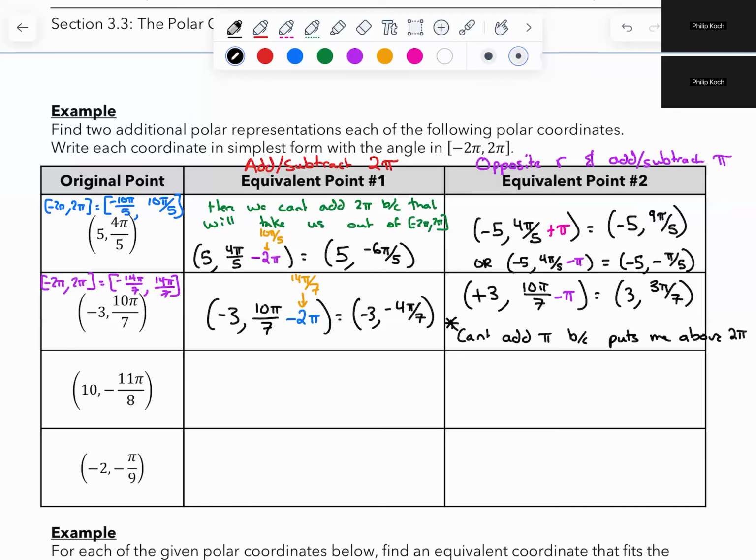So once again, I can't add pi in this case because that would put me outside of the desired interval. Change the 3 to a positive, because if I'm going to be adding or subtracting pi, that's going to put me onto the opposite side of that diameter line. In order to get me back to where I need to be, I have to change the sign of the r value. So opposite sign. Since it started off as a -3, flipping it would make it a +3.